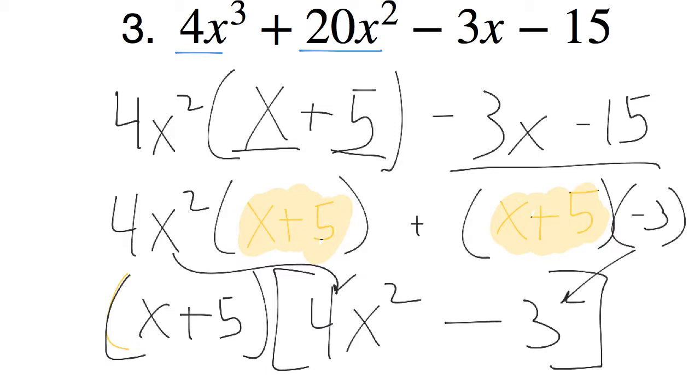Again, the trickiest part is always the first part. And what do you do when you're grouping? You have to figure out what is the greatest common factor between the first two terms. And you see it's x plus 5. Once you discover the x plus 5, then you carry it all the way down.